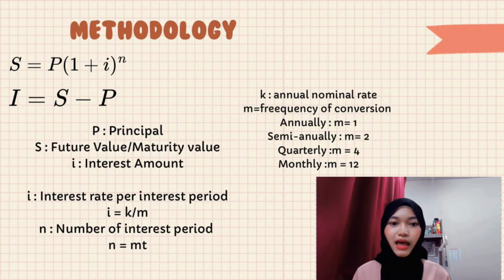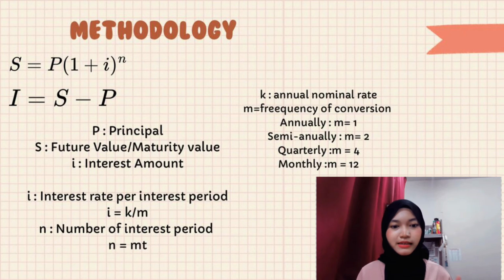P is principal, S is future value or maturity value, capital I is for interest amount, while lowercase i is interest rate per interest period. The formula is i equals K per M. Next, N is number of interest periods and the formula is N equals MT. K is annual nominal rate. M is frequency of conversion.